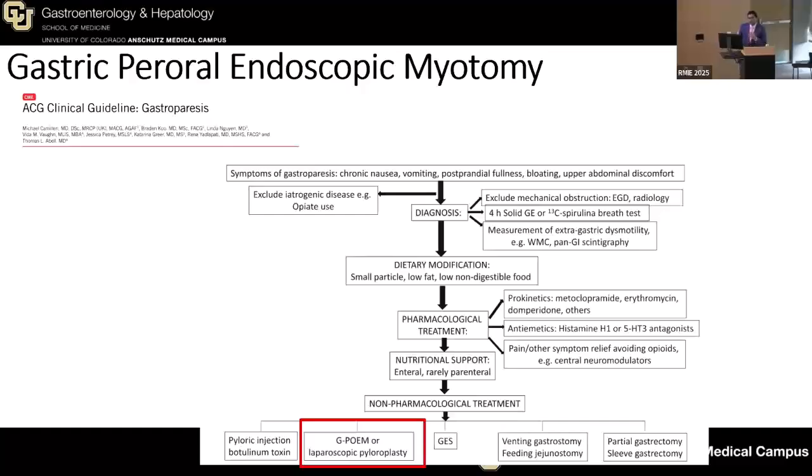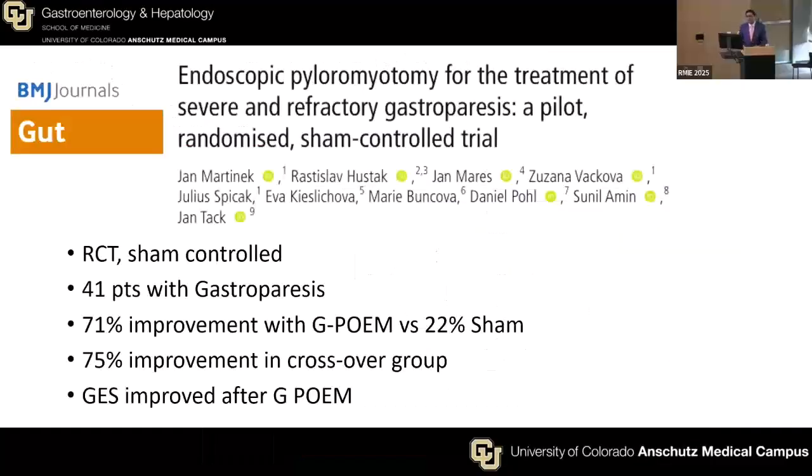As much as I love being in the third space, this is one procedure where a lot of the patients who see me end up not doing this when we really go over the outcomes. But there is now starting to be some good high quality data. This randomized control trial that was published in Gut with just 41 patients with gastroparesis showed 71% improvement with G-POEM versus sham and 75% improvement in the crossover group. And the gastric emptying study does improve after G-POEM.